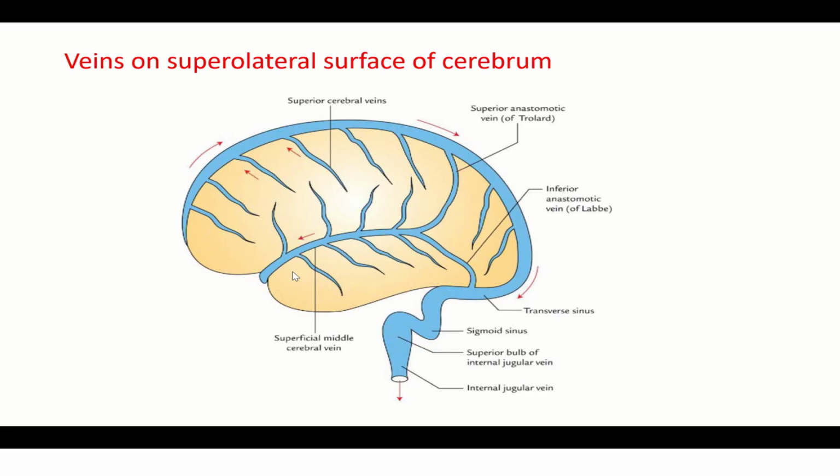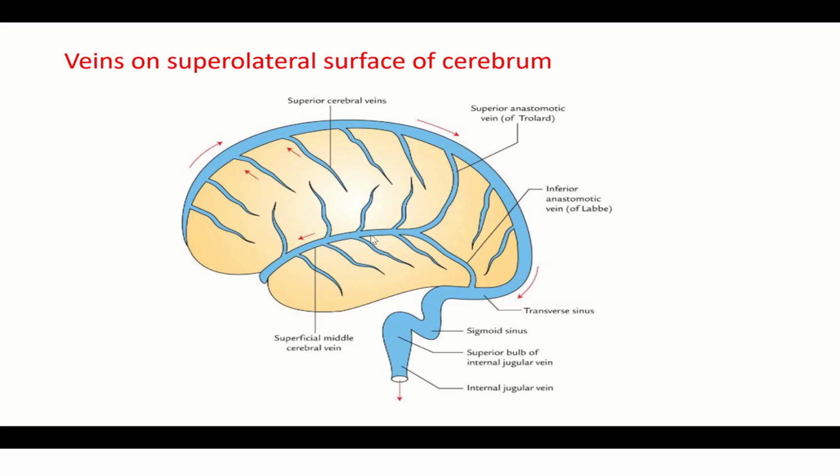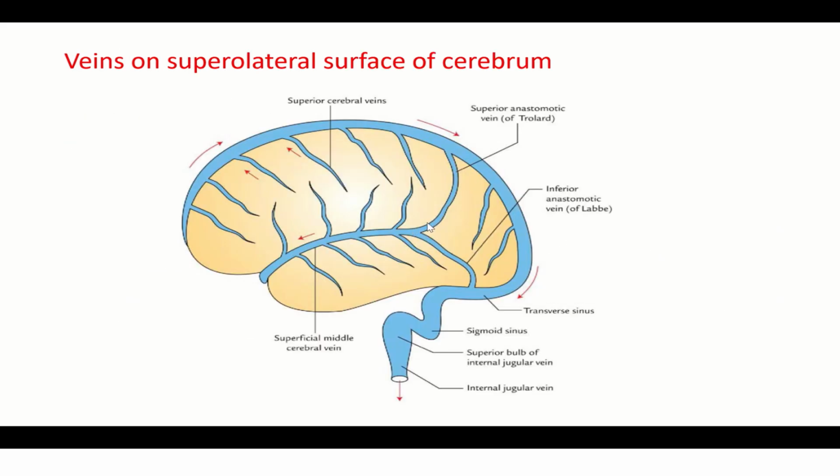This you can see, this is the superficial middle cerebral vein. You can see here, this is the transverse sinus, this is the sigmoid sinus, this is the internal jugular vein. This is the superior sagittal sinus. Middle cerebral veins, 4 veins are there, 2 on each side. Superficial middle cerebral vein, here you can see within the lateral sulcus. It lies superficially in the lateral sulcus, drains into the cavernous sinus. Posteriorly it communicates with the superior sagittal sinus through the superior anastomotic vein of Trolard, and with the transverse sinus through the inferior anastomotic vein of Labbe.